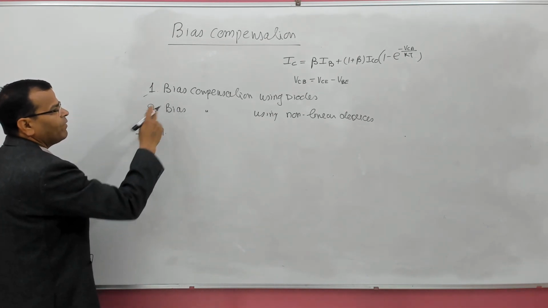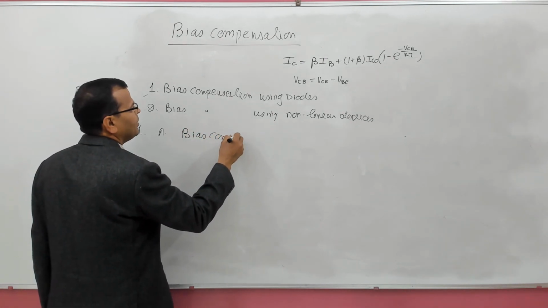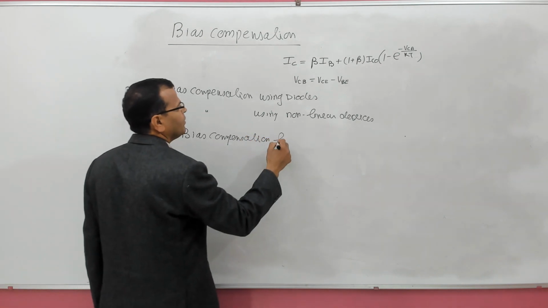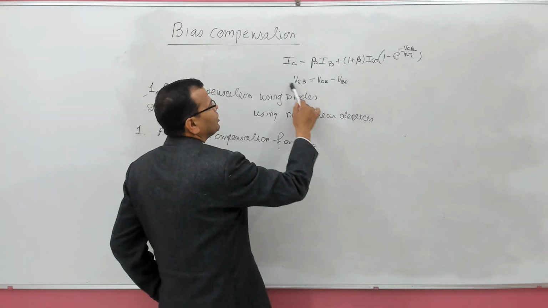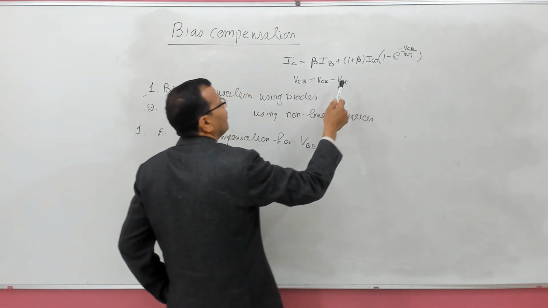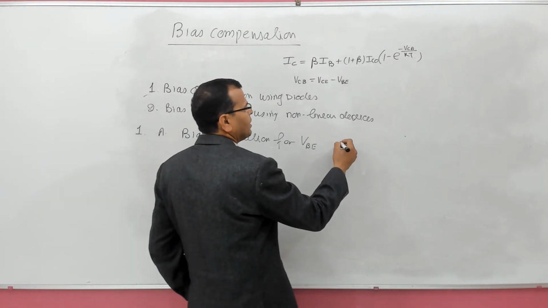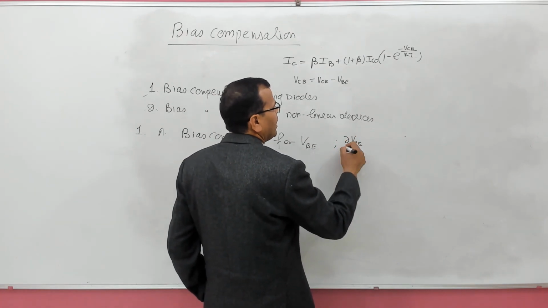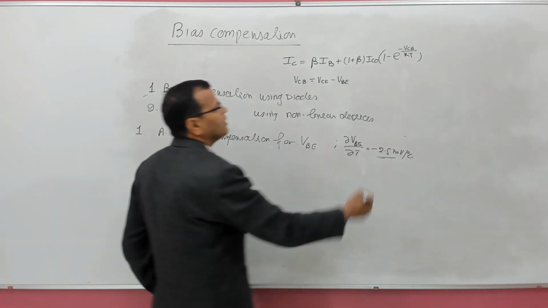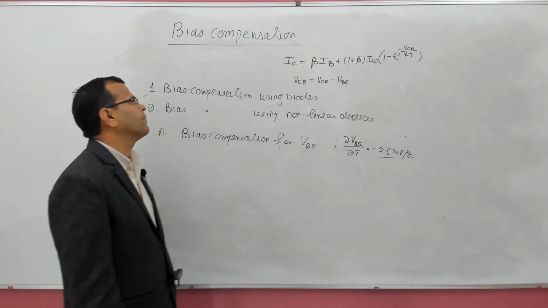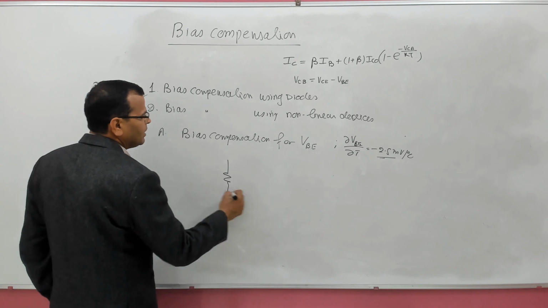In the first, I will be having two parts. First is bias compensation for voltage VBE. We know the voltage VBE reduces with increase in temperature, at which rate? Delta VBE by delta T, that is, it reduces by this much value with increase in temperature. So, the circuit for this bias compensation is a simple one.